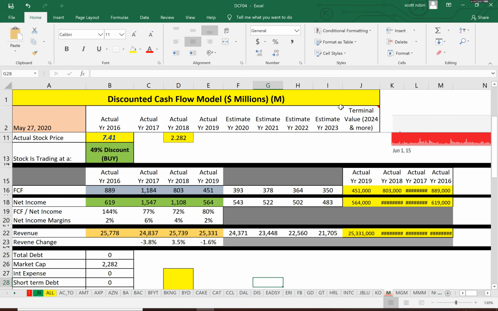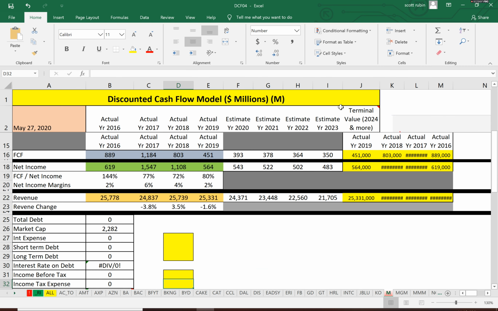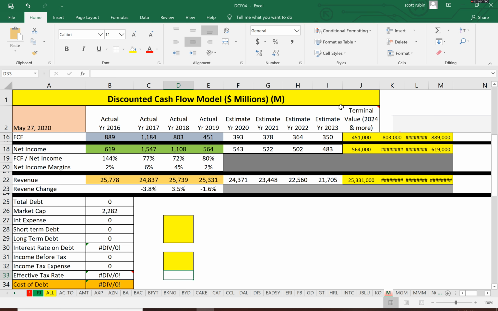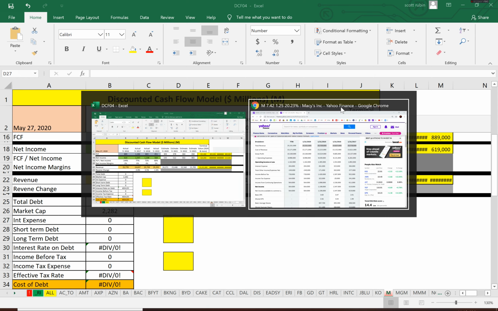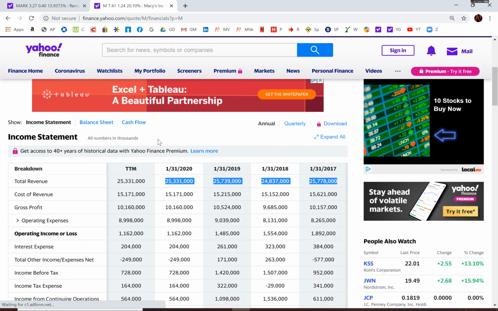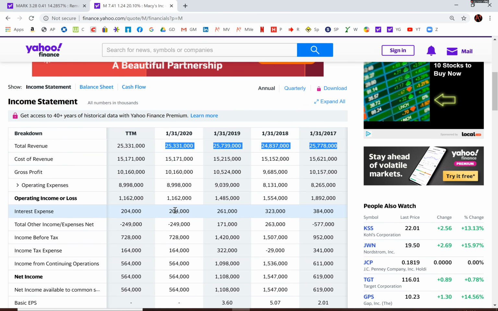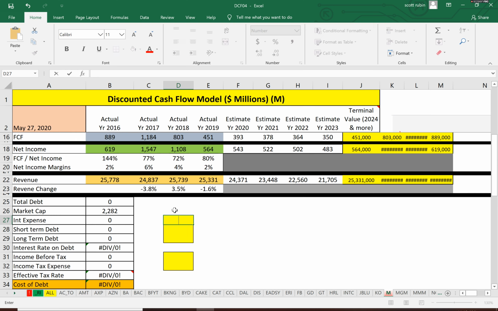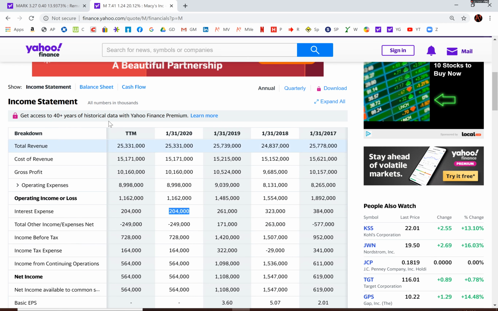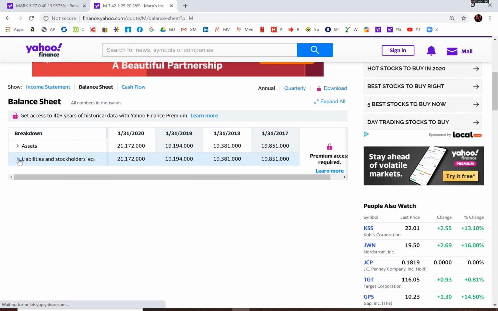So now that we have our calculation done, now we need to look at the capital structure of the company to figure out what we have to discount the cash flows by. So first, the income statement, because we need the interest expense. This is the interest they pay on the debt. Now we need to see how much debt they have. So we go to the balance sheet.